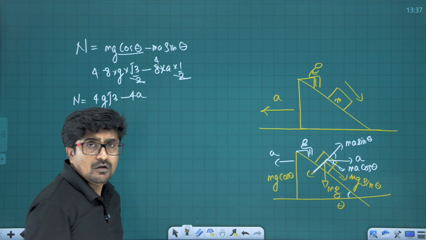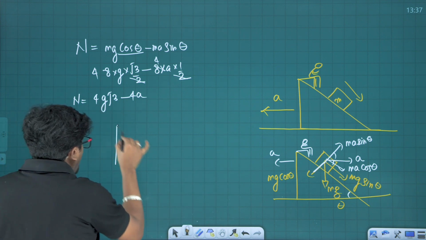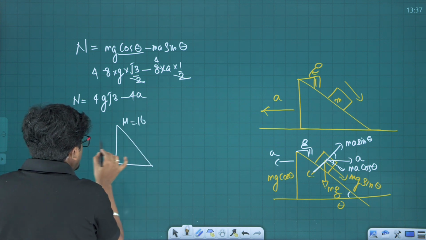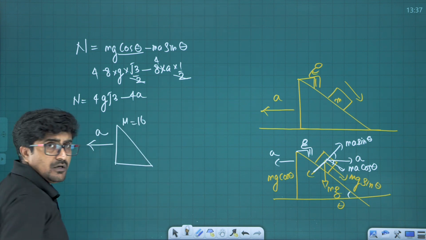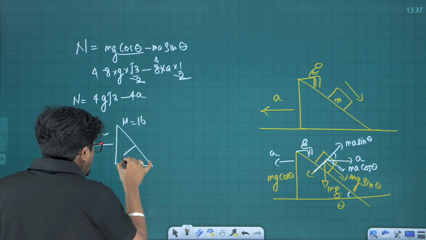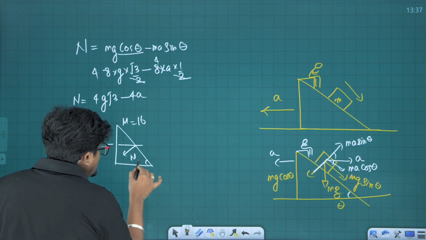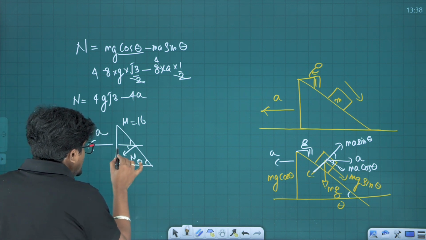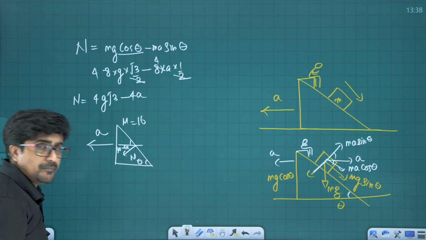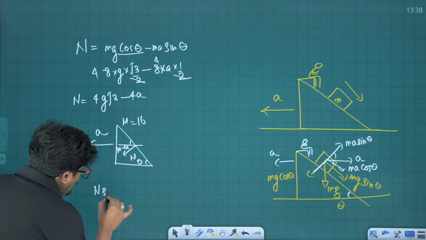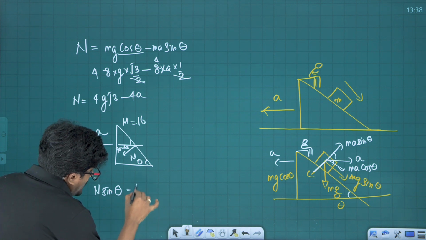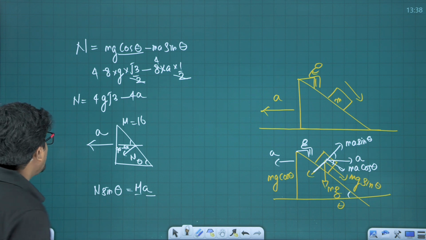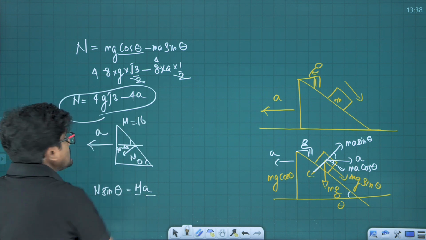Okay, now this is something very important. This mass of capital M, which is equal to 16 kg, is going to move towards left with an acceleration of a under the influence of this capital N only. And have a look, this is theta. If this angle is theta, this one needs to be theta. So this is 90 minus theta. So I can say that N sine of theta is responsible for capital M mass moving with an acceleration a towards left. And what is N here? N is this, isn't it?